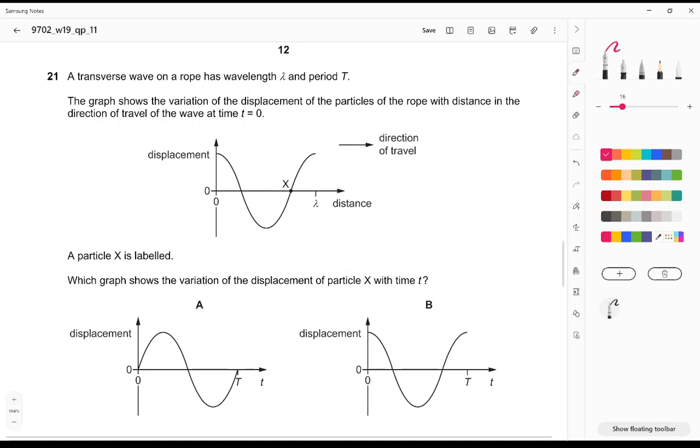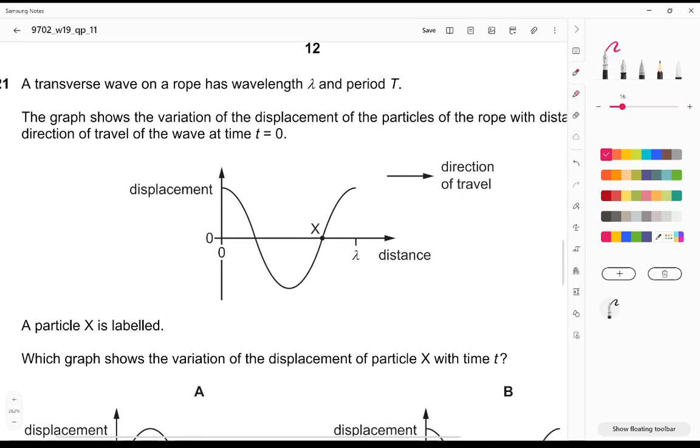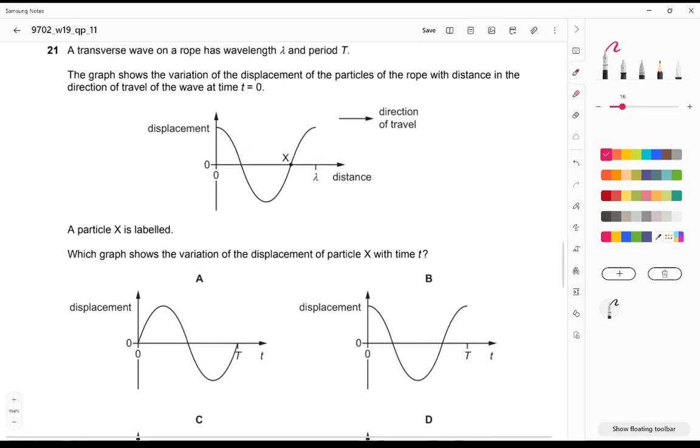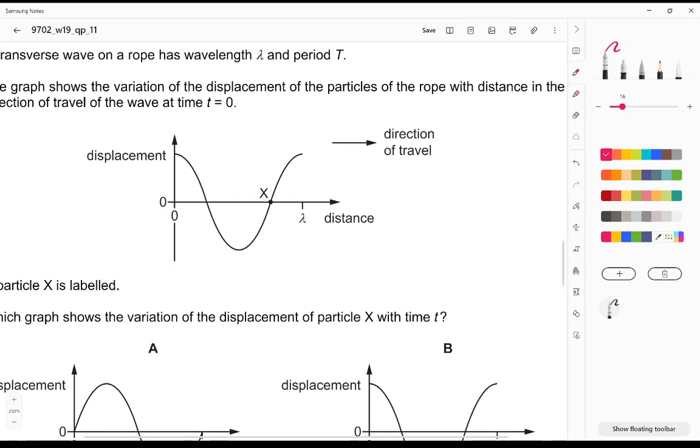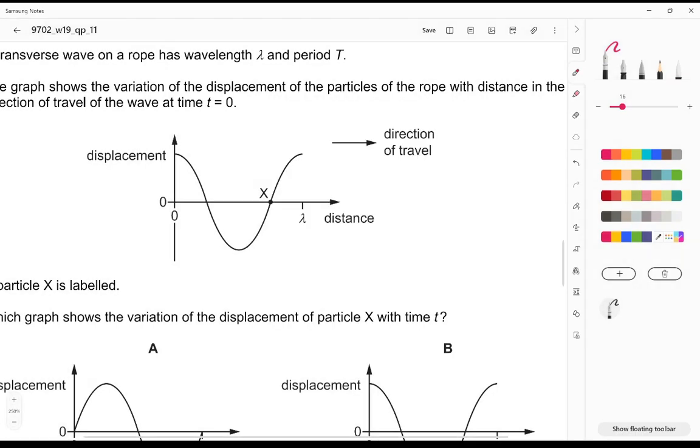Which graph shows the variation of the displacement of particle x with time t? Well, since this is a transverse wave, the particle will simply move up and down, right? The displacement is going to be initially, as I taught you guys, the idea of a rat under the carpet. Let's just assume that there is a rat over here. This is basically the rat. I'm just going to draw this rat again.